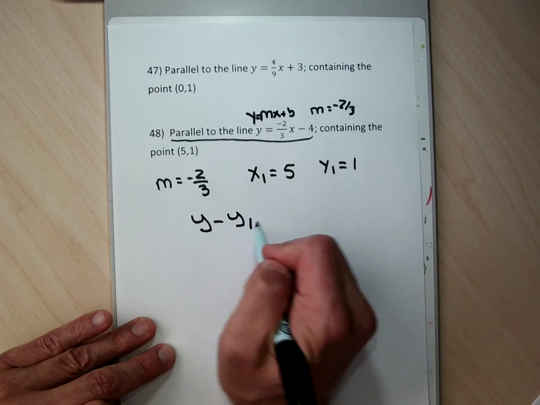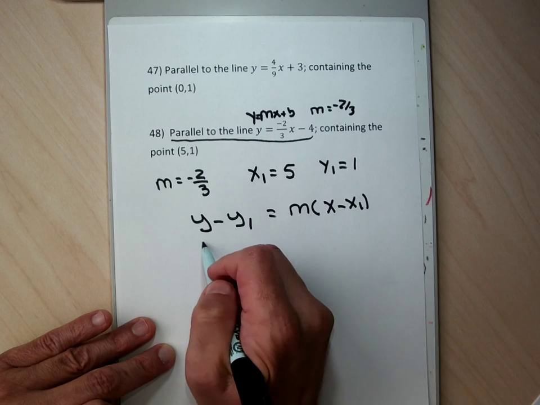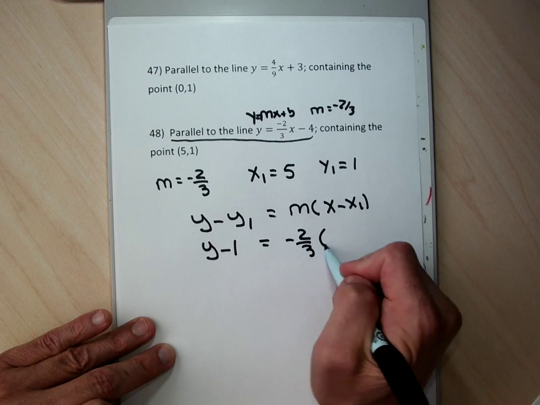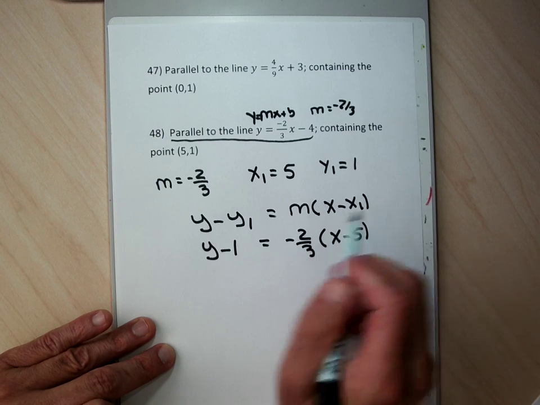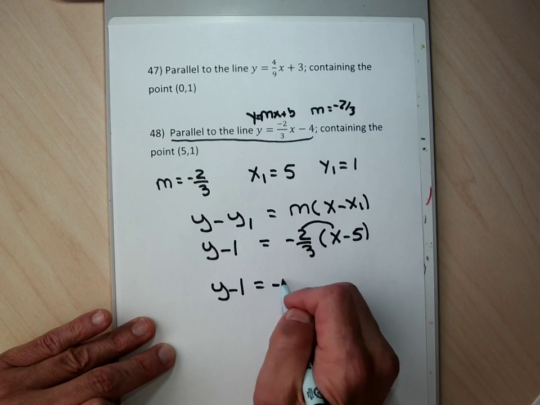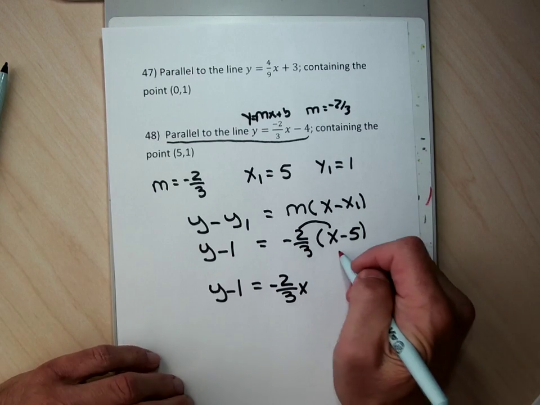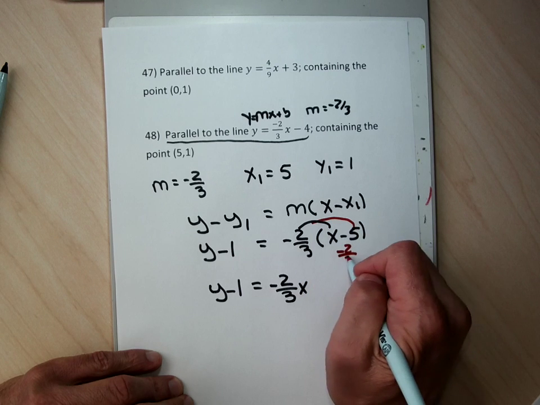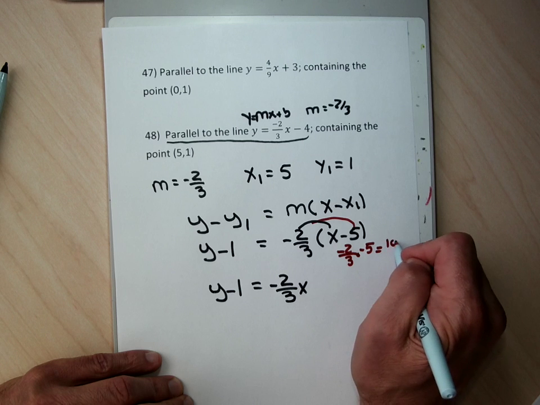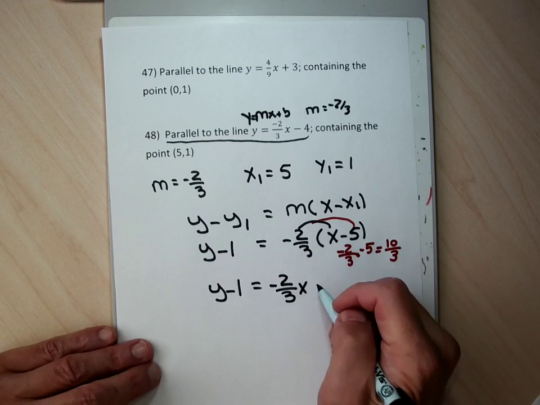y minus y1 equals m times x minus x1. So now I'm going to go y minus 1 equals negative 2/3 times x minus 5. That's going to give me y minus 1 equals negative 2/3 times x, and that's just negative 2/3 x. And when I do negative 2/3 times negative 5, I multiply the negative 2 and negative 5 and get positive 10. I leave the 3 in the denominator, so that multiplication gives me a positive 10/3.